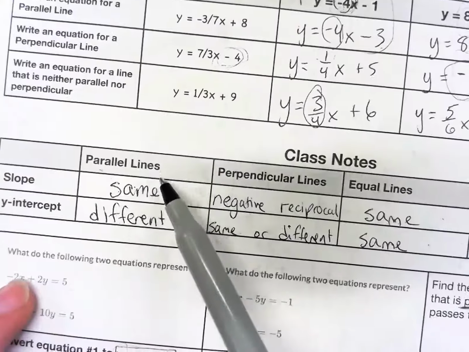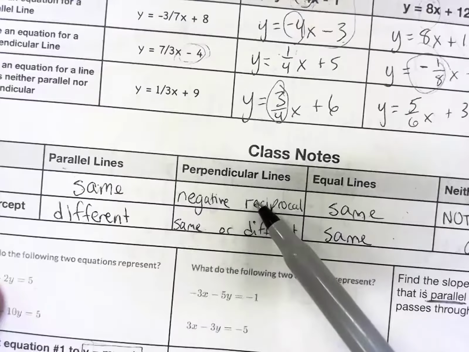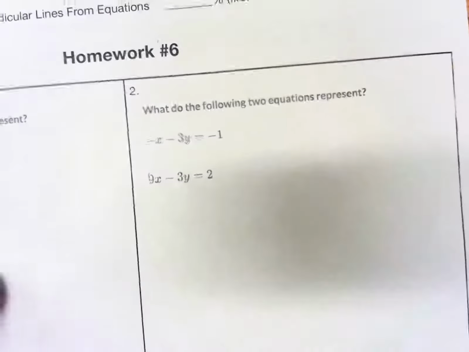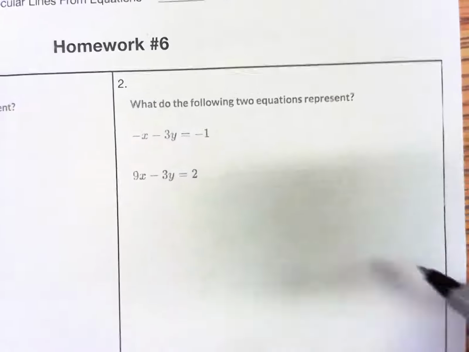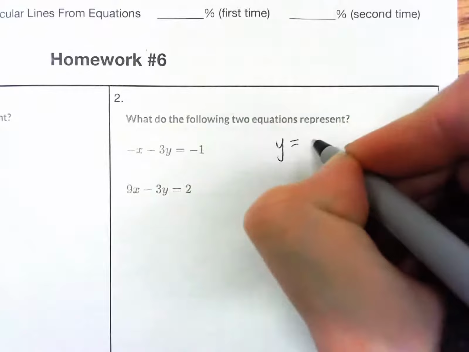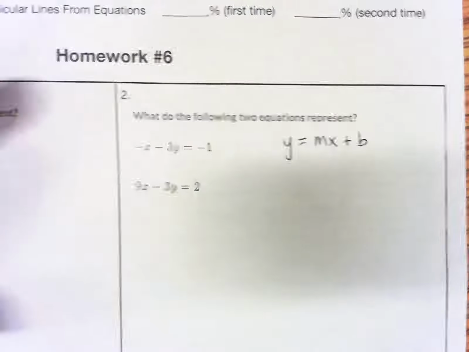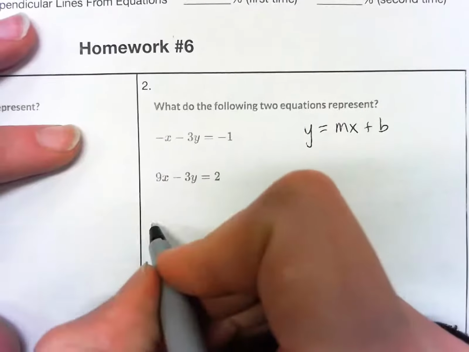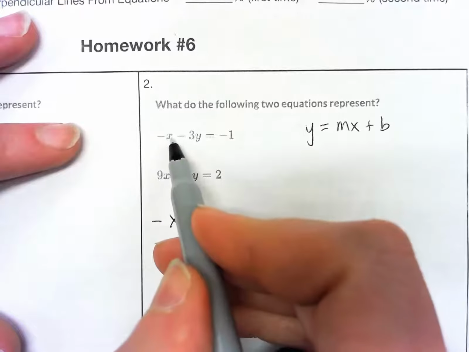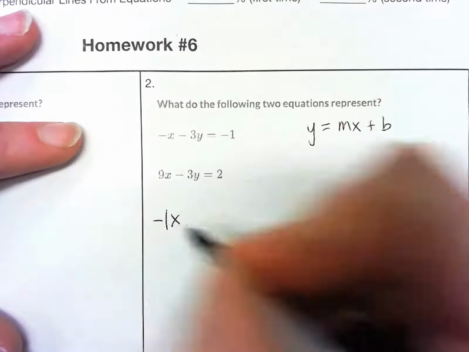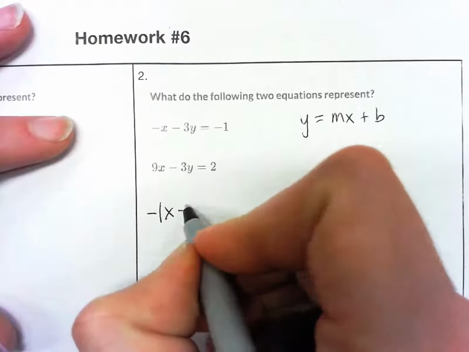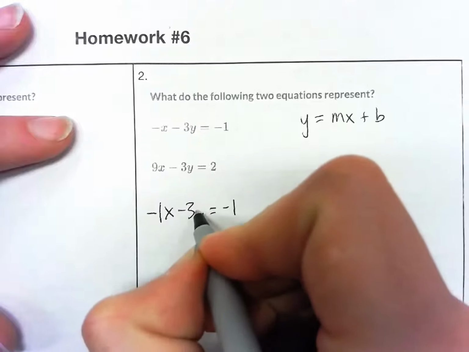y-intercept, because then we can say, are they the same or different, negative reciprocal, etc. Right now, they're not in slope-intercept form, so we want to get it into that y equals mx plus b format, and then we can compare them. So I'm going to start with this first one, negative x, and we know that if there's a variable that doesn't have a number, it's technically 1. So I'm going to say negative 1x minus 3y equals negative 1.